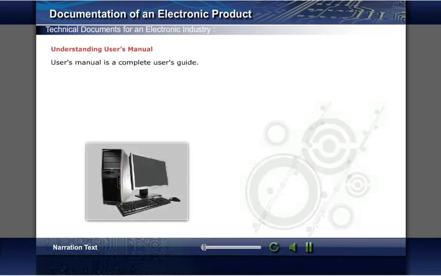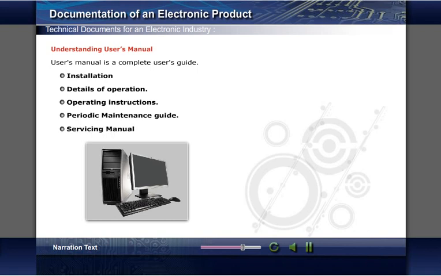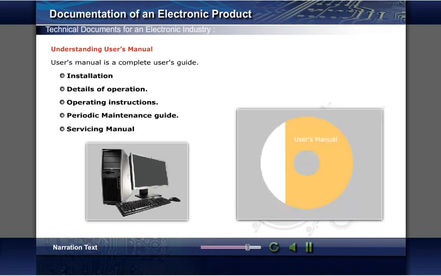A user's manual, or operation manual, tells one how to use a product. It is a complete user's guide. It includes topics like installation of the product, details of operation, operating instructions, periodic maintenance guide, servicing manual, etc. We will look into its details later in the course.